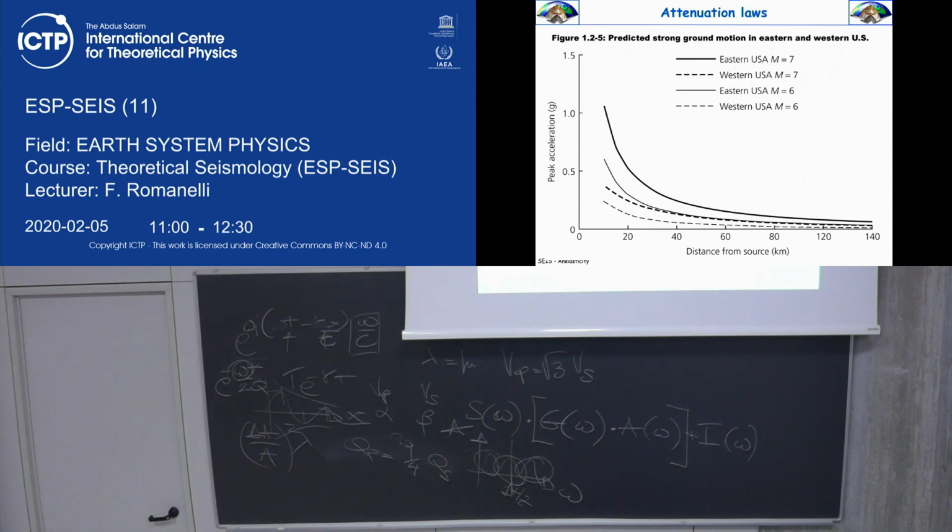Okay, so I told you, there are two ways to have bumps here. Source effects, like radiation pattern, but also directivity, if you are near to the source. The big issue in GMPE is how to fill this gap here. That's a big issue. And the second way to have bumps are site effects.